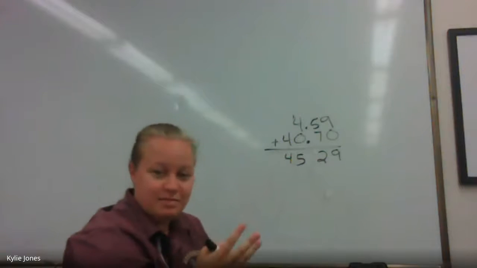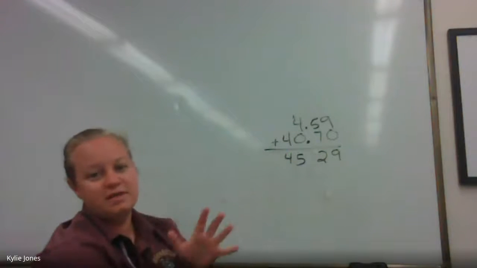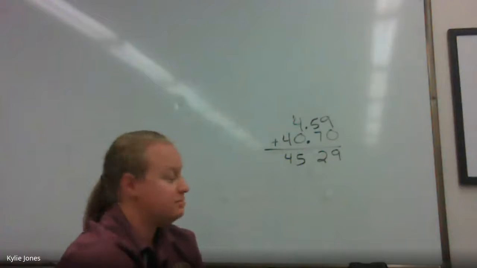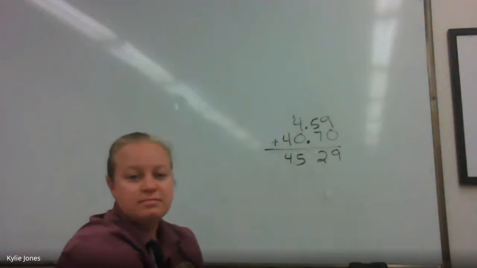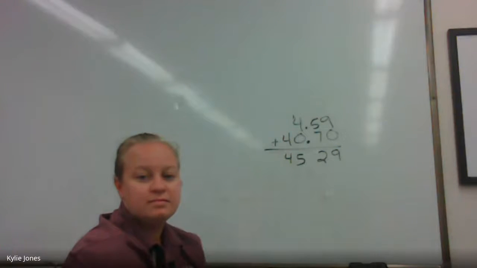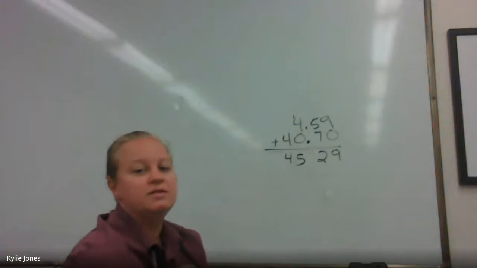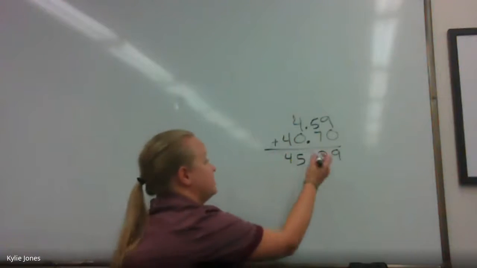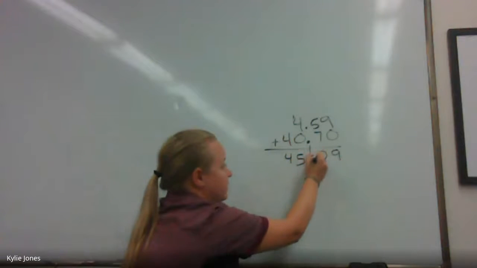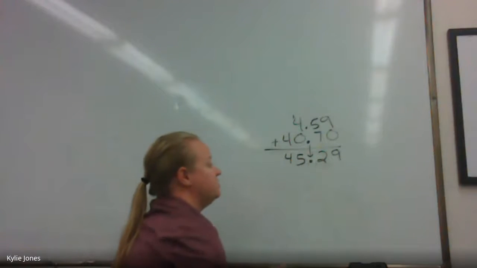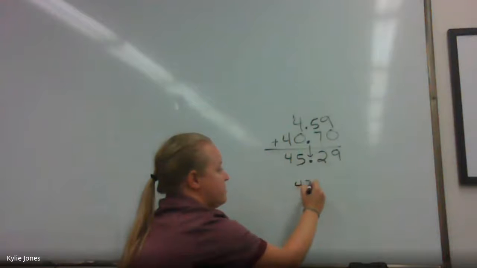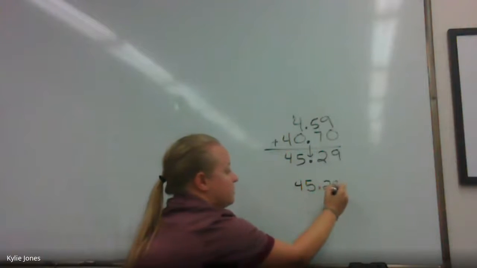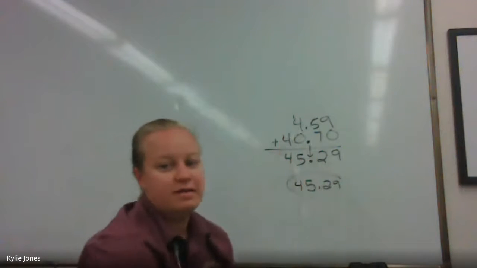Now, we've done step 3 where we add. What is our final step here? What are we missing? Good, Dal. We need to bring our decimal down. I saw someone say that. So that's going to come right down in between our 5 and 2. And you're going to get 45 and 29/100ths as your final answer.